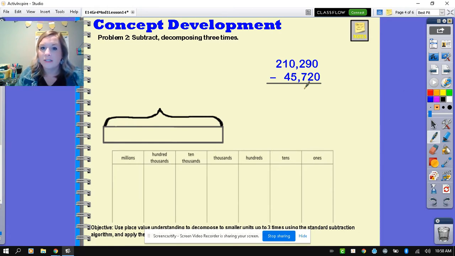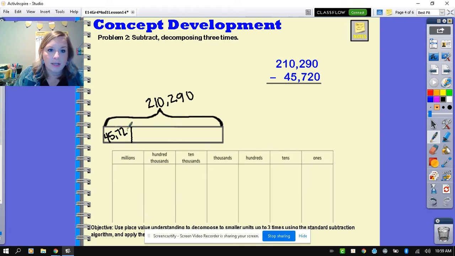Okay, so again, I'm going to start off by drawing my tape diagram. And my total is 210,290. I am going to take away 45,720, and we need to find the difference. Put that as a question mark. Question mark, it could be an A, it could be any kind of variable that just represents what we're solving for. Okay, and then again, I'm going to start off by putting this number into our place values with discs.